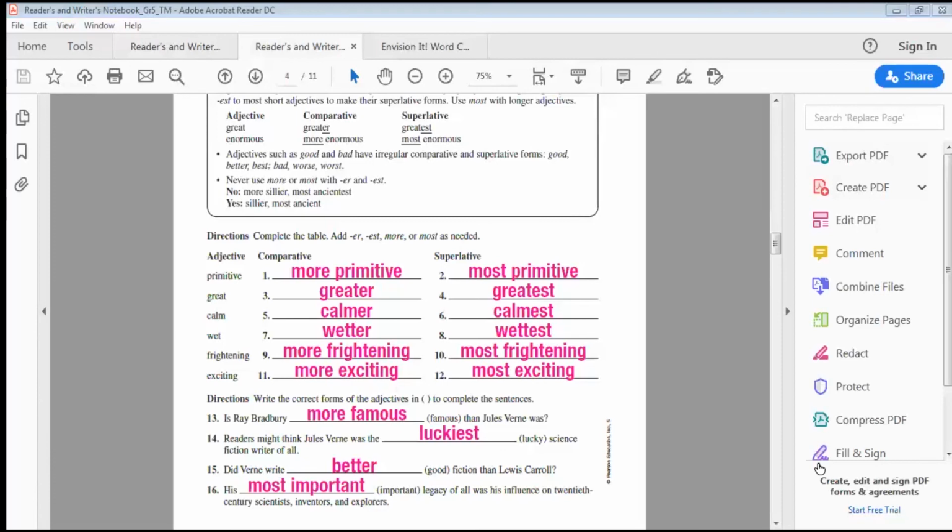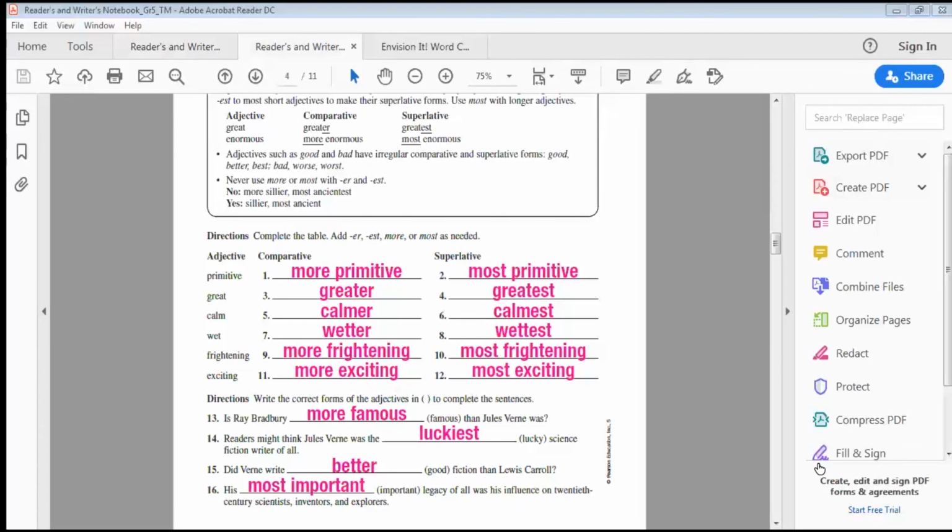What about number 14? Readers might think Jules Verne was the dash science fiction writer of all, comparing Jules Verne to the other writers. So we say luckiest. The adjective in bracket is lucky. Did Verne write dash fiction than Lewis Carroll? The adjective in bracket is good. Don't forget that this is an irregular adjective, so we say better, comparing two.